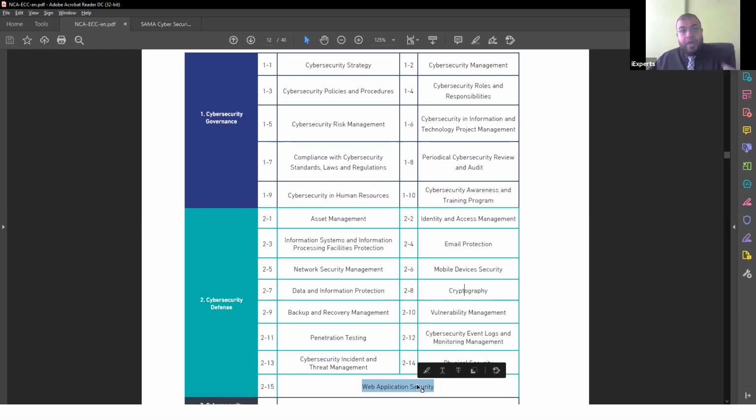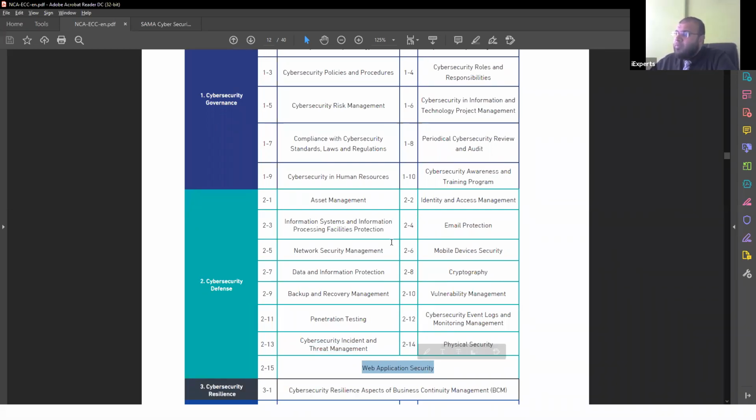82% of the web application vulnerabilities exist at the code level. So please, we need our developers to be trained well on how to write secure code. Yes, we have to do this. We have to consider that.